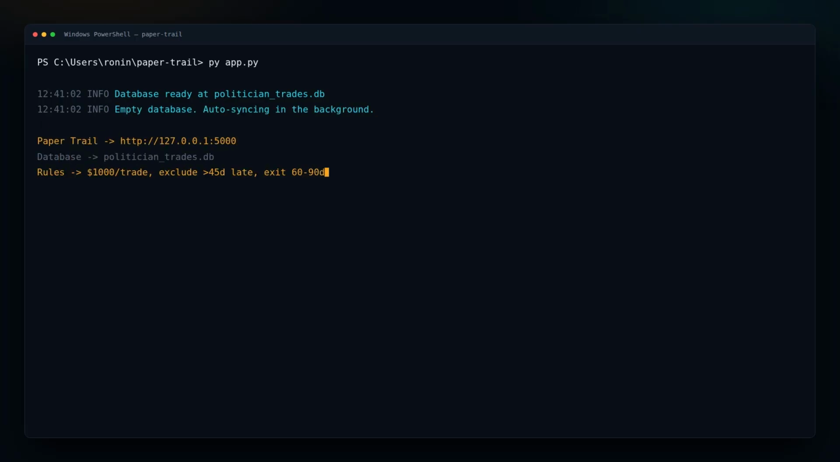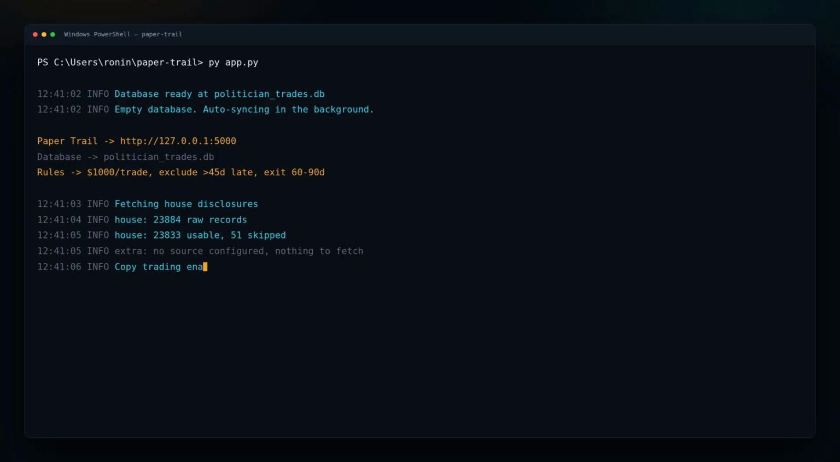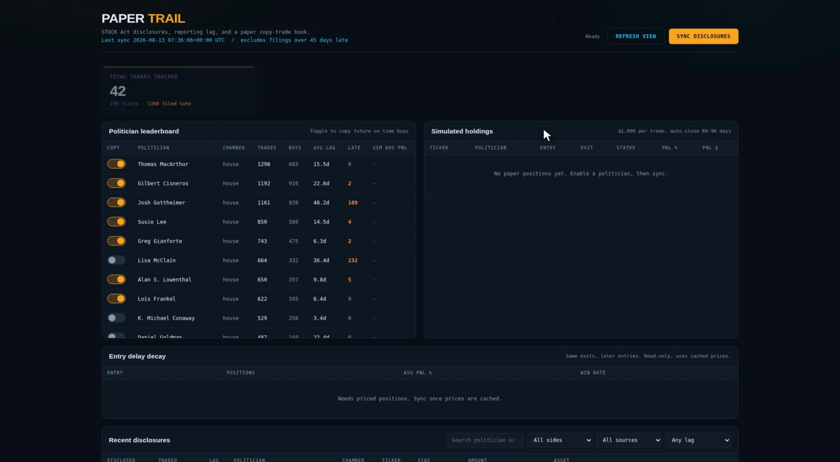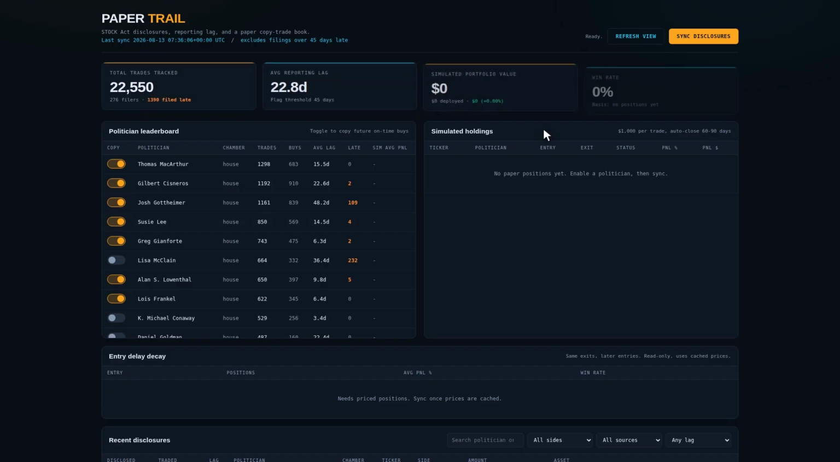measures the reporting lag on every single one, simulates a fixed size paper position on the trades we choose to follow, and prices the whole book from free market data. No broker connected, no API keys, no subscription. It runs on your machine, and the database is a single file you can open and inspect yourself.